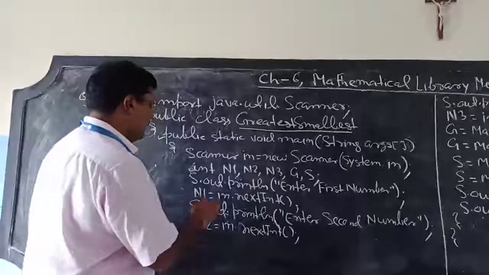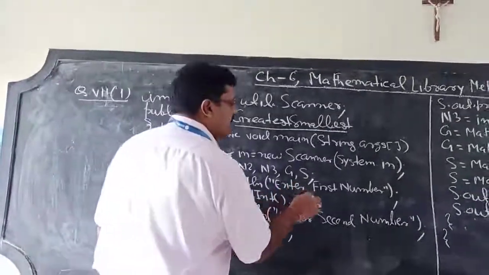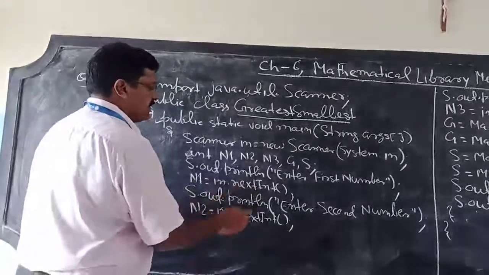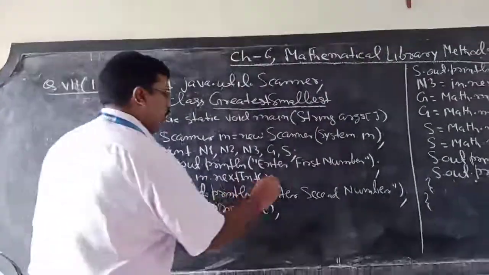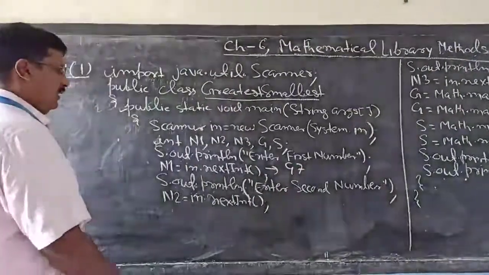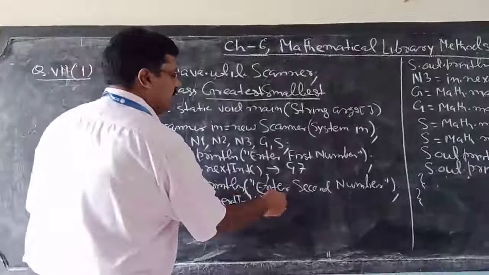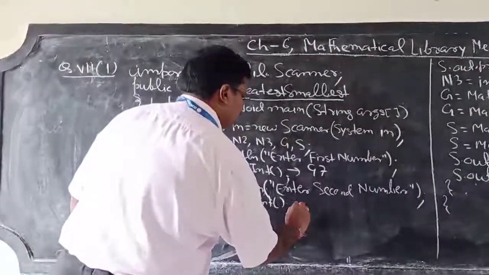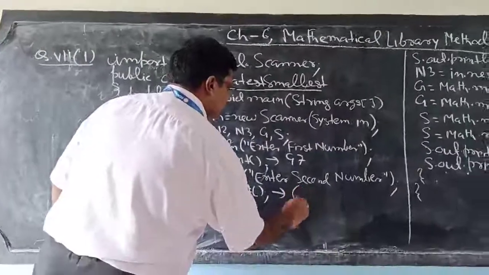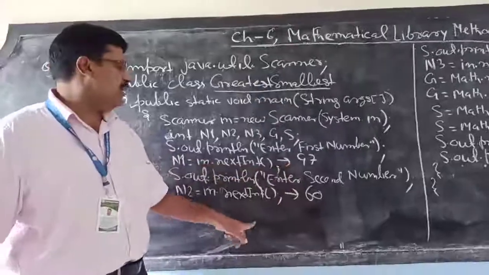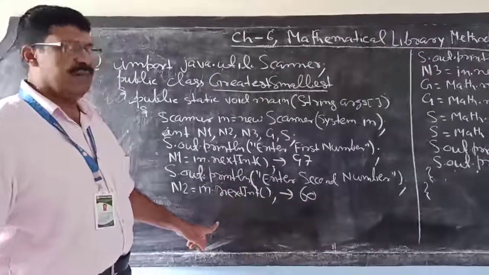Now input the numbers. System.out.println enter first number, n1 = in.nextInt(). Suppose you have entered 97. System.out.println enter second number, n2 = in.nextInt(). Suppose we have entered 60. So 97 we have taken as the first number, 60 as the second number.